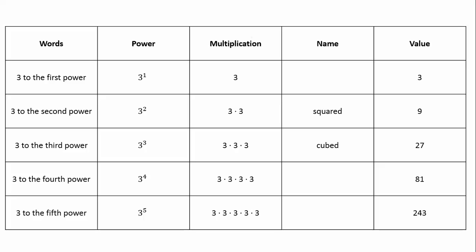This pattern would continue on, so you can think in your head for a minute, what would 3 to the 10th look like if we multiplied it out? How about 3 to the 100th? How many 3's would we be multiplying together if we had 3 to the 100th power?